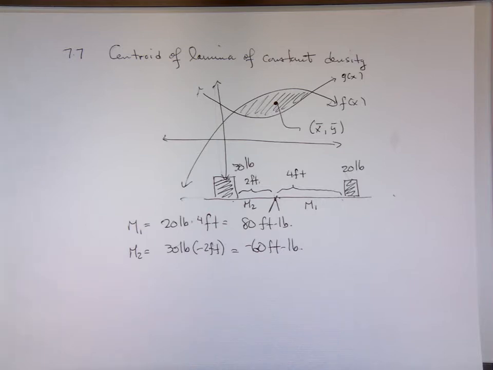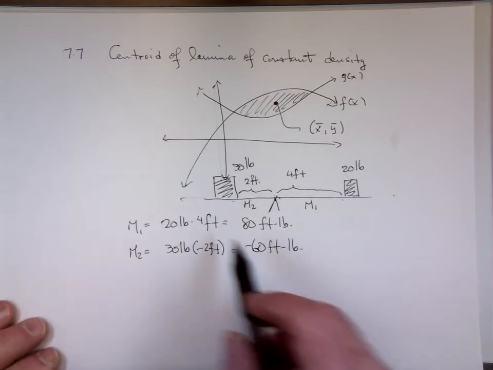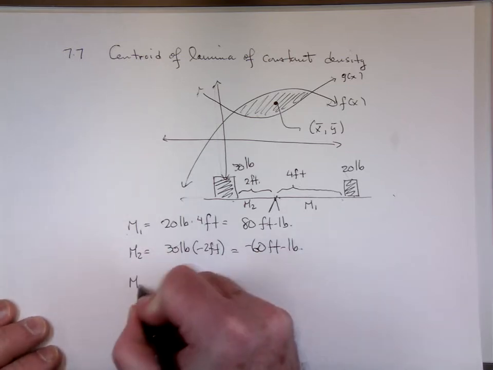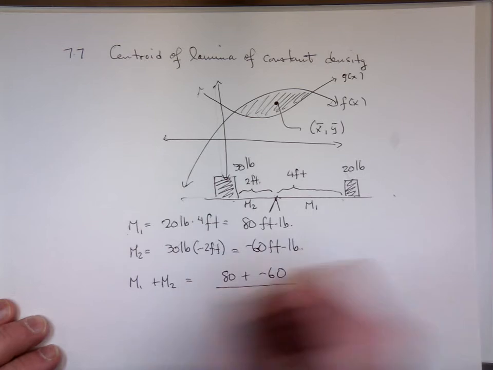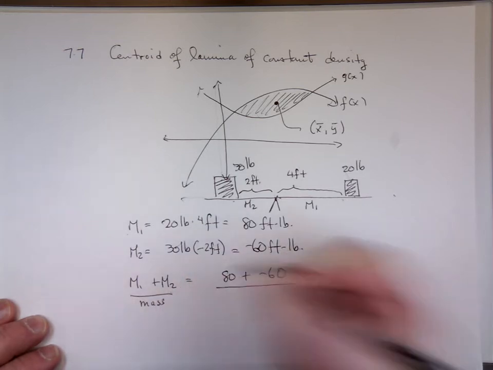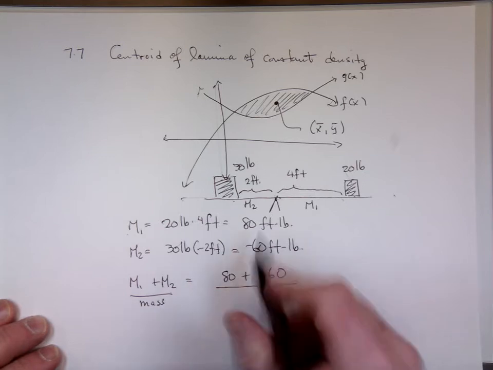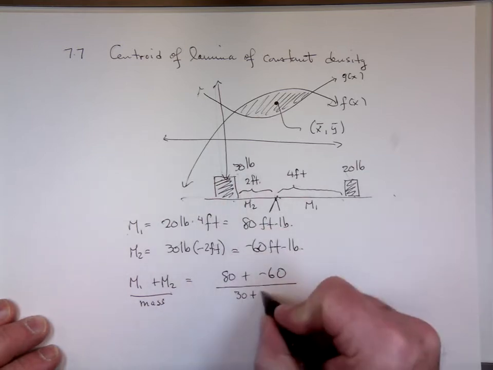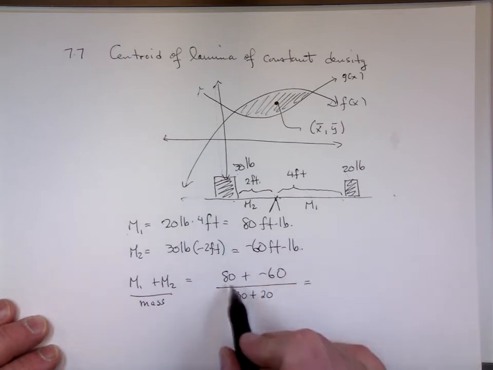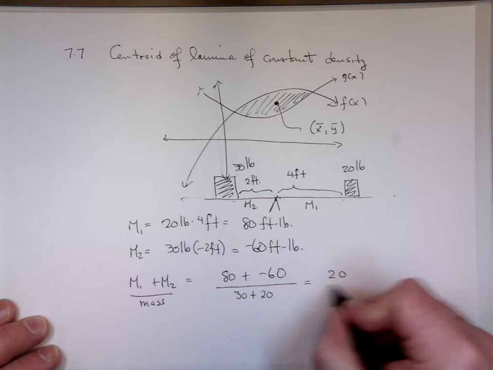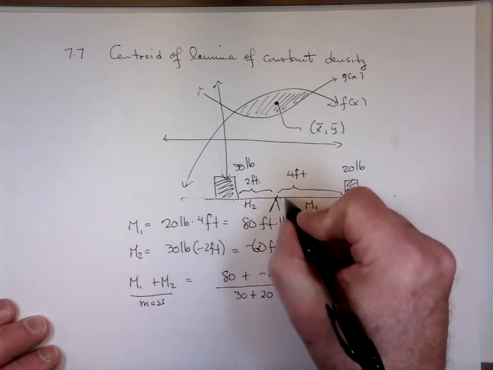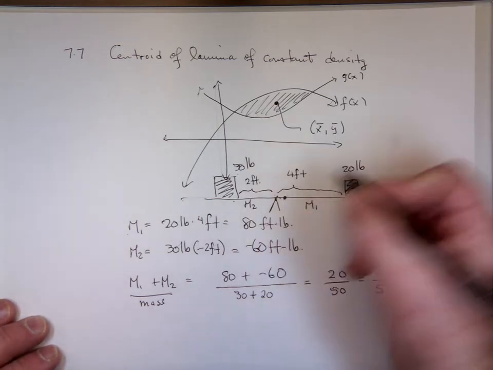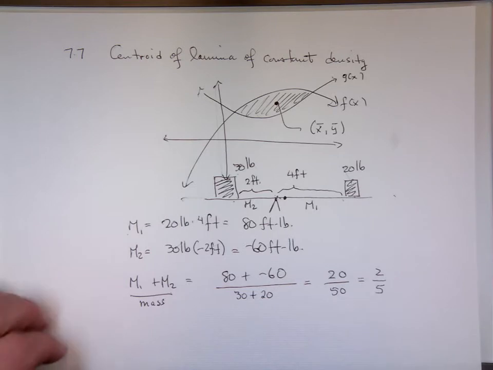And you find that by taking the sum of the two moments, which would be 80 plus a negative 60, divided by the total mass of the system. Okay? You got a 30-pound weight, and you got a 20-pound weight. Okay? So what do we have? 80 plus a negative 60 is 20. Divided by 50, we get 2/5. What does that represent, that 2/5? That 2/5, that point right here, 2/5, to the right of our original center, would give us the centroid of the system. If we were to locate the fulcrum at that point, the system would be in balance. It would be in equilibrium.